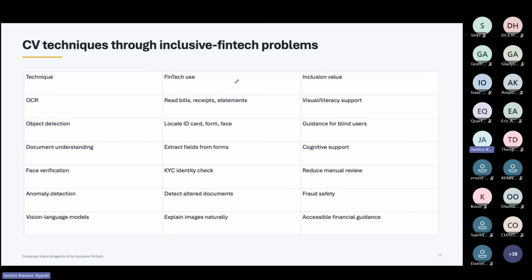Otherwise, you'll miss the process. There's a space for OCR, a space for CV, a space for agentic, a space for language. And together, they help us solve the issue of inclusiveness.